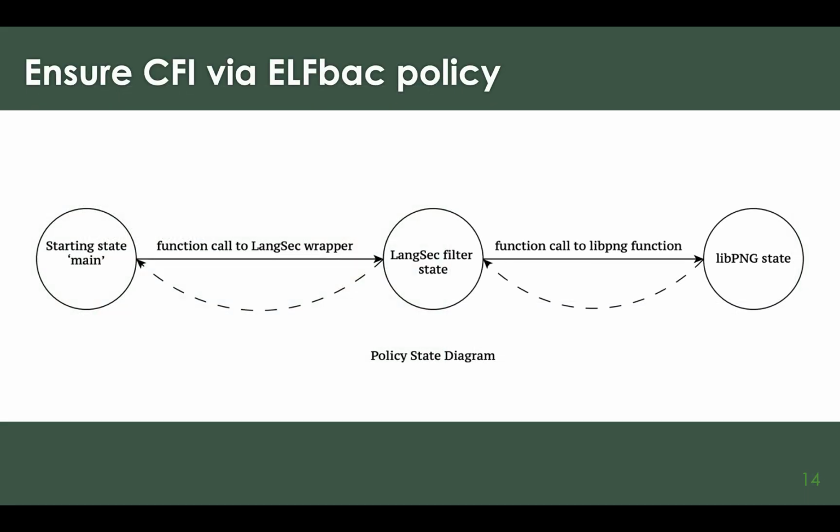Then we also want to ensure that the LangSec filter that we inserted is not bypassed. To do that, we use control flow integrity techniques provided by the LFBAC Linux kernel. The LFBAC Linux kernel is a custom Linux kernel patch which enforces intra-process memory isolation, and it also enforces control flow integrity. The control flow integrity, in our case, would be to ensure that when we go from the main application code to the library code, we must go through the LangSec filter that we inserted.